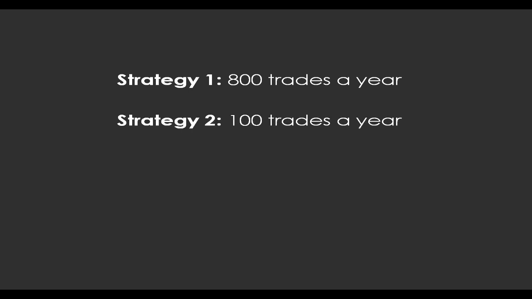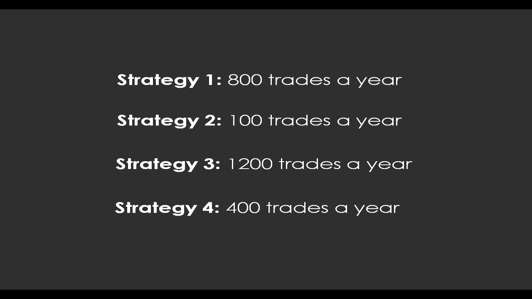So in strategy 1, we have 800 trades a year. And these are hypothetical. I'm just trying to explain this stuff to you. Okay, so let's assume strategy 1 has 800 trades a year. Strategy 2 produces only 100 trades a year. It's just a different type of system, right? Maybe strategy 1 is more active intraday trading, and strategy 2 only takes a couple trades a week, whatever it may be. Strategy 3 is a scalping method in which you take 1,200 trades a year. And then finally, strategy 4 is somewhere in the middle there, and you take 400 trades a year.